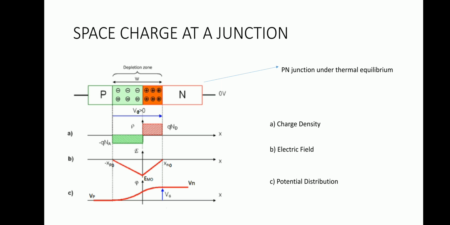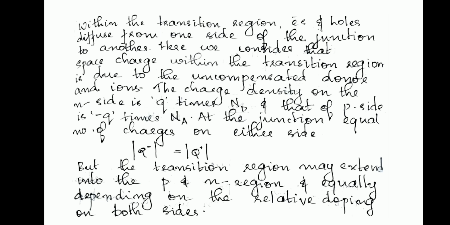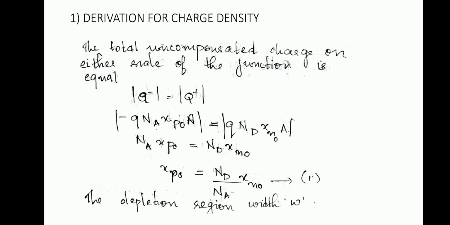So next we can derive the expression for the charge density, electric field, potential distribution, and depletion width, called space charge at a junction. So the derivation of space charge at a junction includes the derivation for all these things. We can see them one by one. First we are going to derive the expression for charge density.